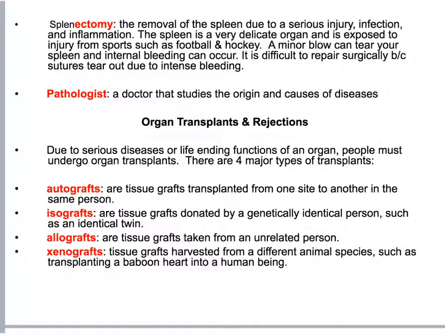A splenectomy is the removal of the spleen due to a serious injury, infection, or inflammation. The spleen is what's infected by mono. The spleen is a very delicate organ and is exposed to injury from sports such as football or hockey. A minor blow could tear your spleen and internal bleeding can occur. It's difficult to repair surgically because sutures tear out due to intense bleeding.